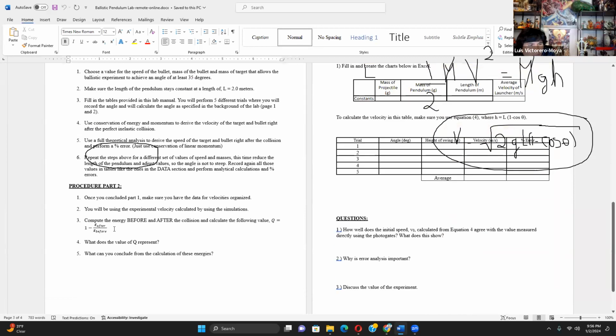I might have to give you the questions here. And then you can find the value Q, which is basically a factor that gives you a percentage difference between the energy before and after a collision. And as you know, in a completely inelastic collision, when the target and the bullet stick together, the energy will decrease considerably. So you want to check that. You want to answer what the Q represents. I kind of already told you what it means. And then you have to write a conclusion about the calculation of those energies.